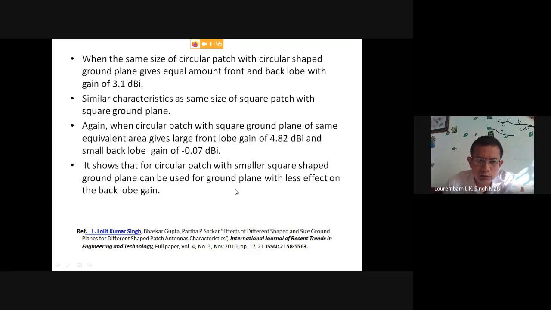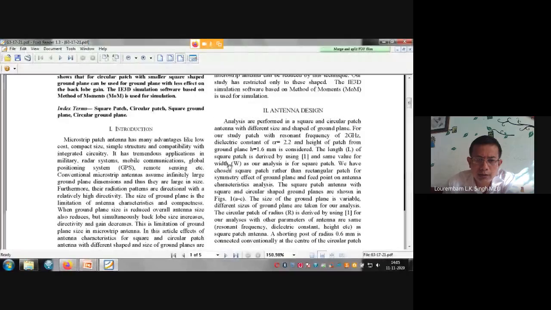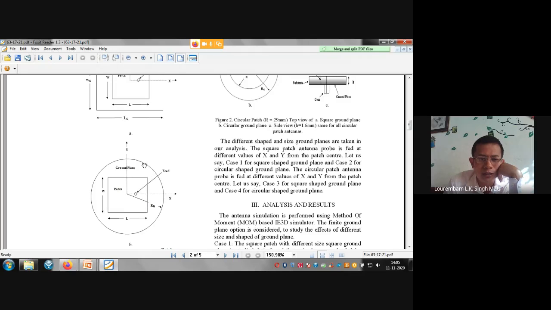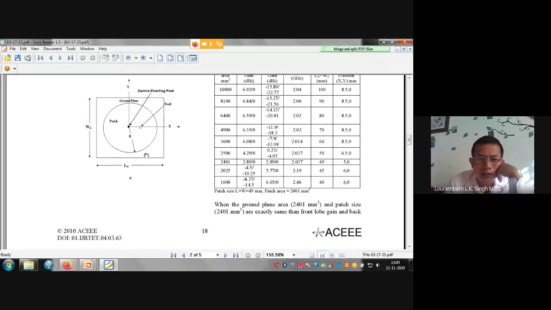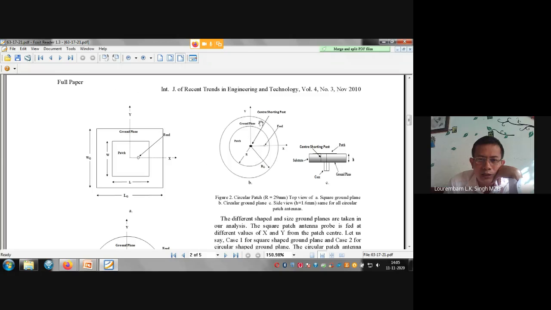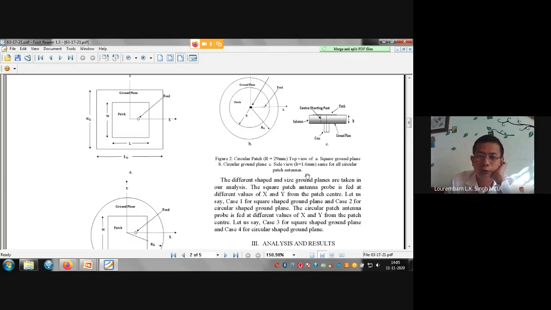We can show a small finding here. We studied a square patch with a square ground, another square patch with a circular ground, then a circular patch with a square ground, and a circular patch with a circular ground. The patch is on the upside, the substrate and ground plane are on the downside, and we are doing coaxial probe feeding. What we found is that if the size of the patch and the ground plane are the same, in the case of the circular patch with the circular ground plane, it will radiate equally on the ground plane side as well as on the patch side.